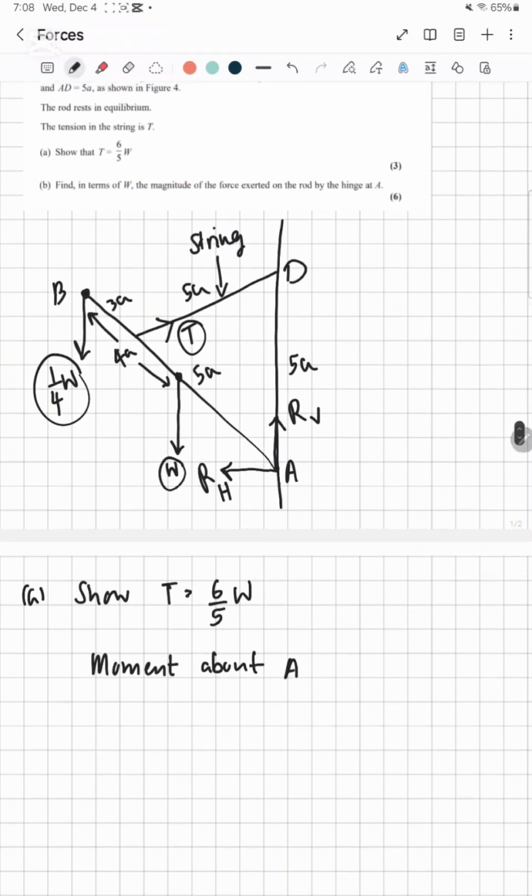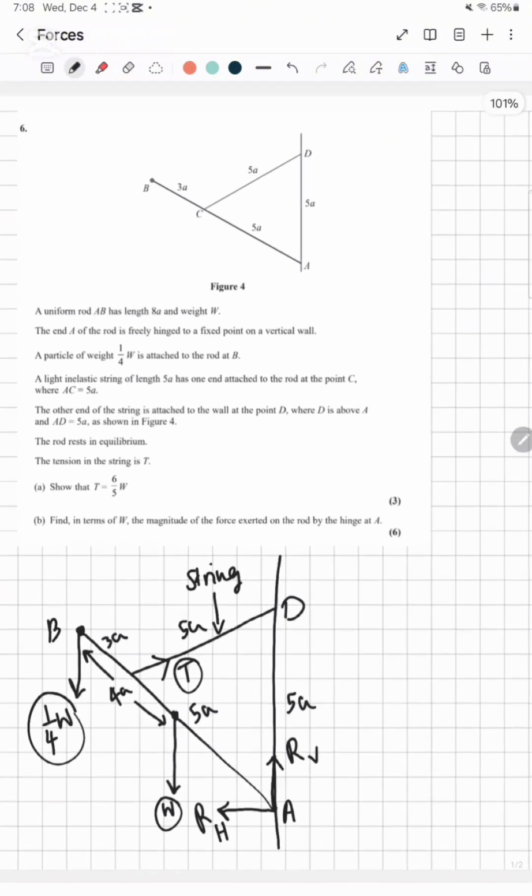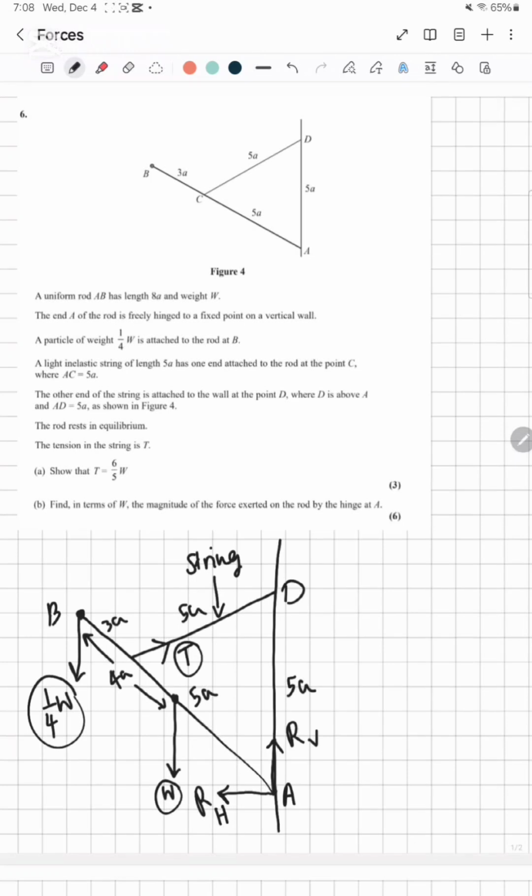And you should also know, this length is 5A, this length is 5A, this length is 5A, right? So if all sides are equal, it's a triangle with equal sides. So it's an equilateral triangle, right? In an equilateral triangle, the angle is 60 on every corner, 180 divided by 3. So we'll mark this angle as 60.